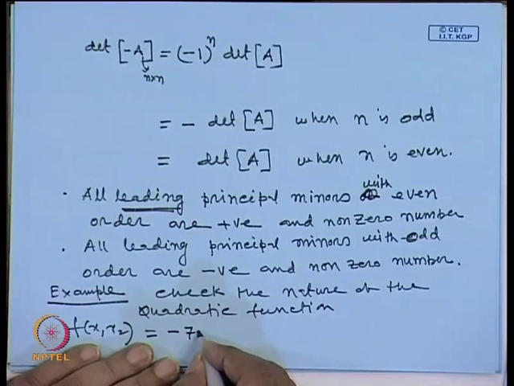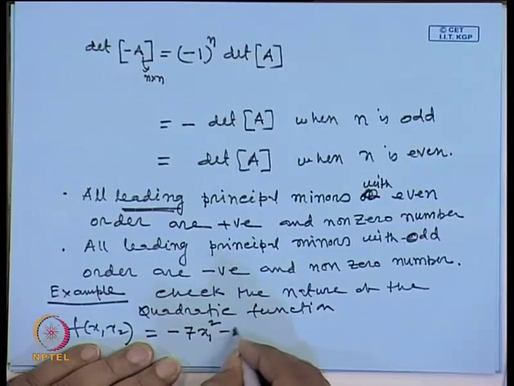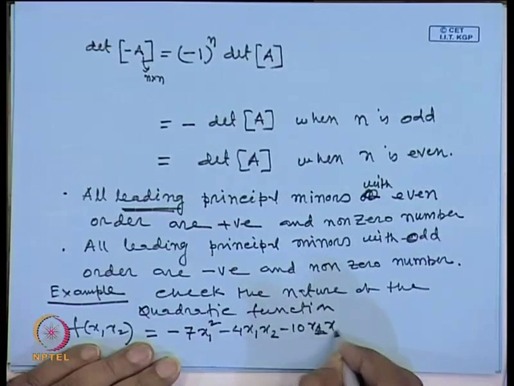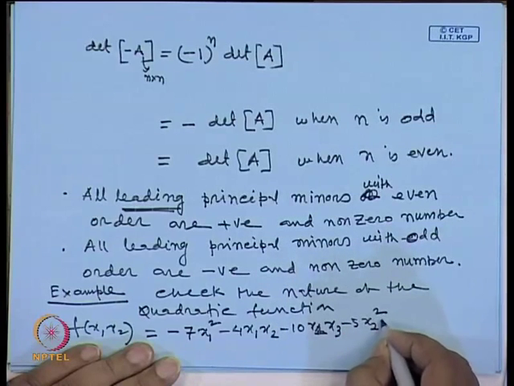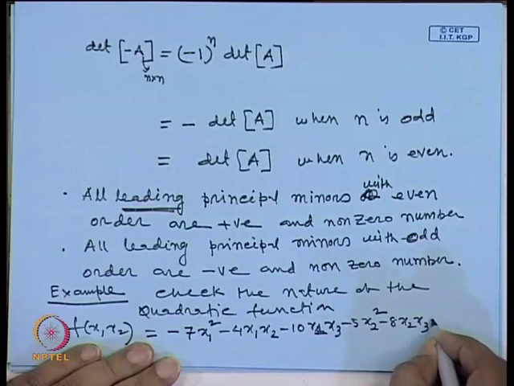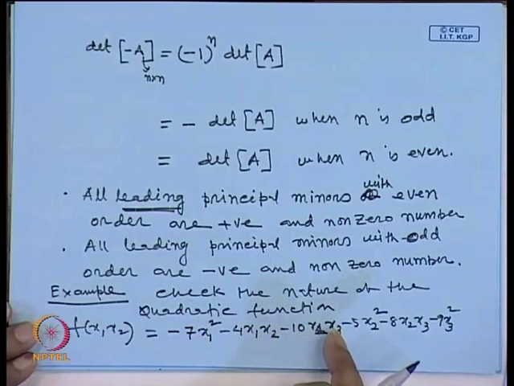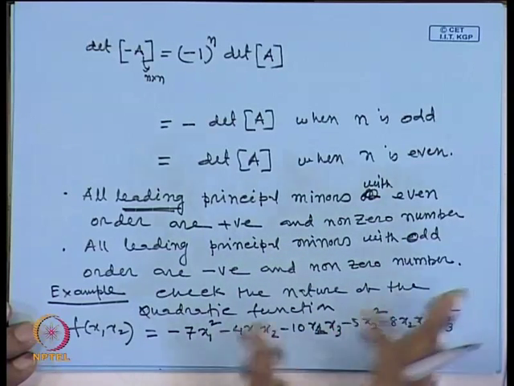I have just written this one: minus 7 x1 square minus 4 x1 x2 minus 10 x1 x3, then minus 5 x2 square minus 8 x2 x3 minus 9 x3 square. For this example, you check by using the Sylvester criteria what is the nature of this quadratic function, whether it should be a negative definite function, because previously it was a positive definite function. Since I multiplied by minus 1, it should be negative definite. You check this thing, whatever I have discussed.